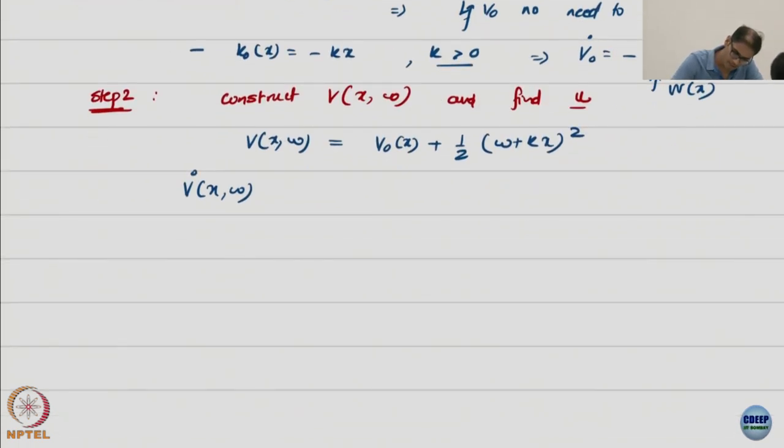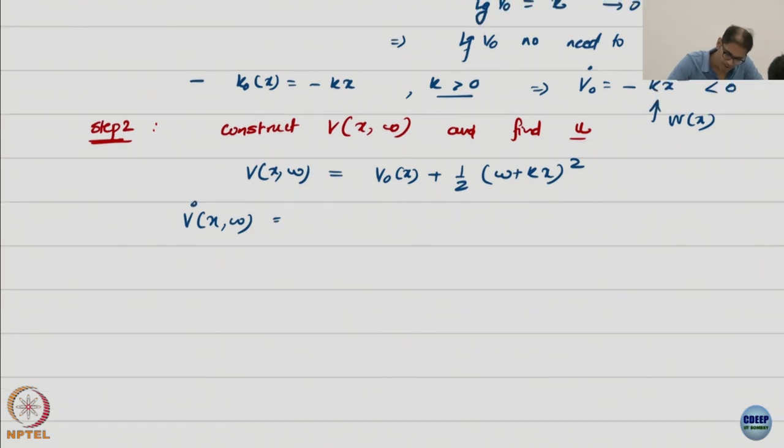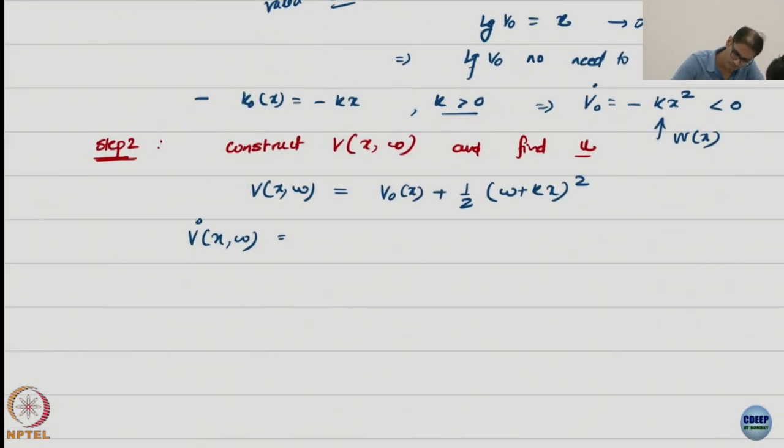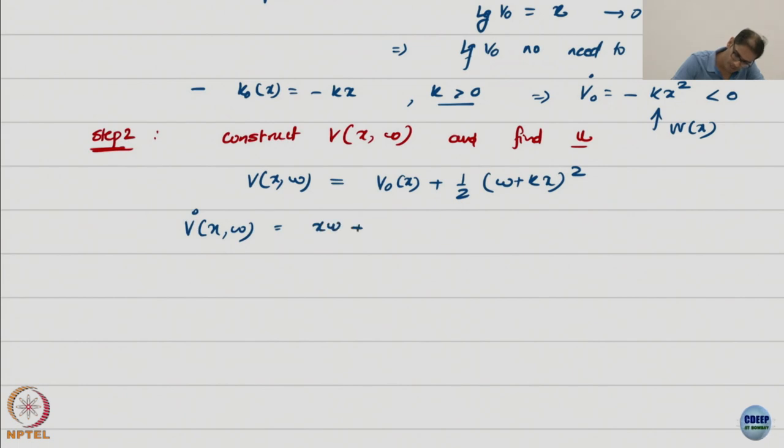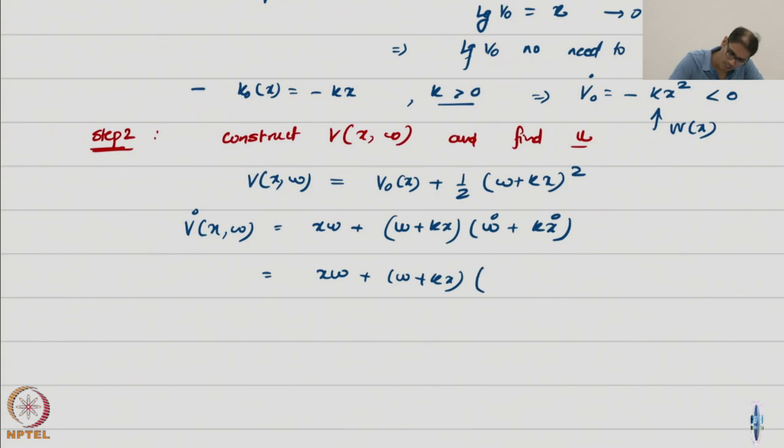And that's equal to V0 dot of x, which is basically x omega now, plus omega plus kx times omega dot plus kx dot. And this is x omega plus kx. What is omega dot? It's omega cross x plus the control plus k omega. I've just substituted for the dynamics.